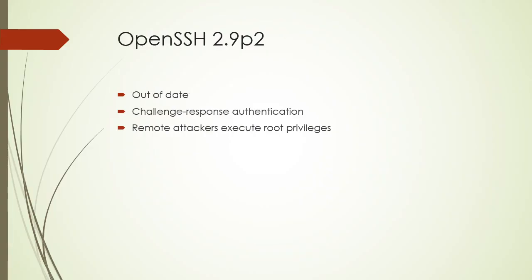As we move on to the next slide, we talk about how OpenSSH 2.9p2 is out of date. The root cause is that the challenge-response authenticator does not handle responses well. What attackers would typically do is stack overflow the process and gain root privileges. That is clearly out of date and something that needs to be patched.